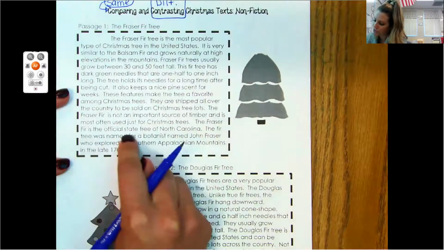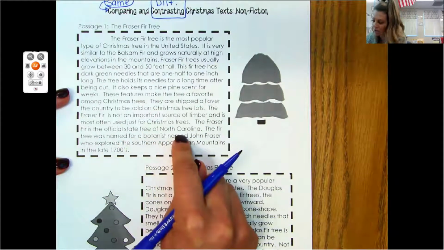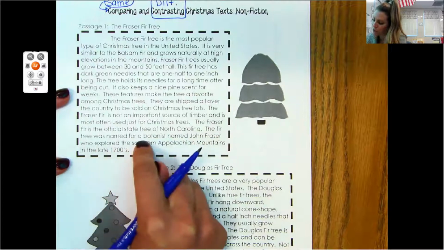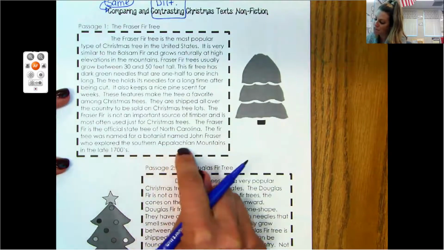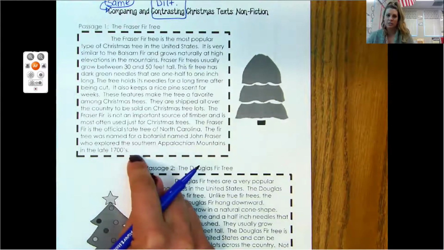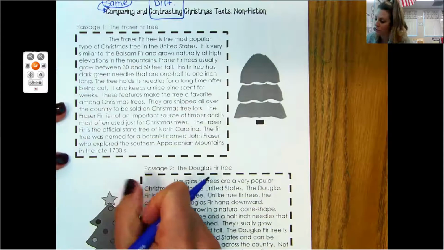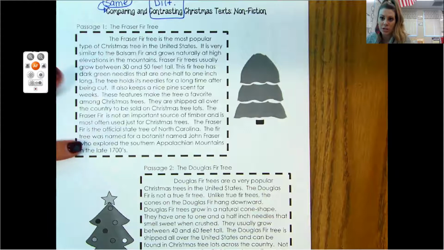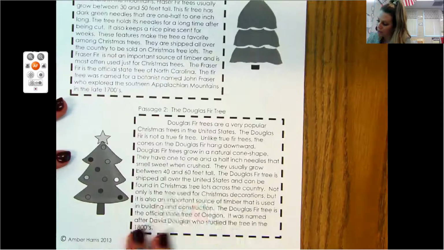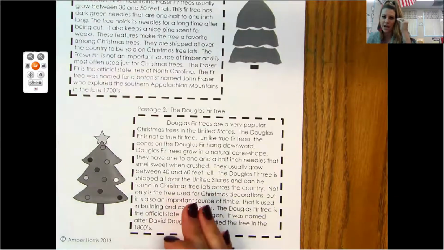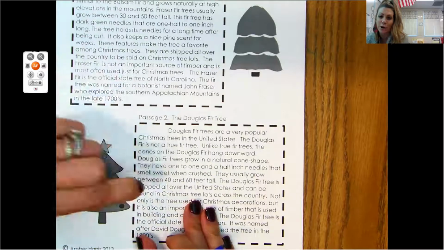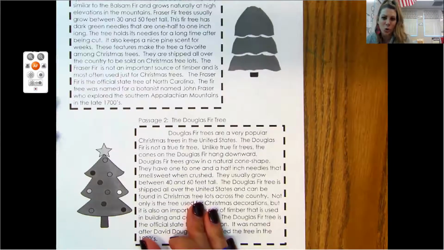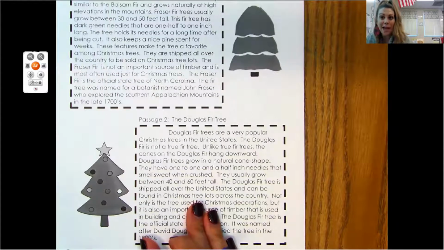The Fraser fir is the first official state tree of North Carolina. The fir tree was named for a botanist named John Fraser, who explored the southern Appalachian Mountains in the late 1700s. All right. So we've learned about the Fraser fir, and we've learned some interesting facts. Now, as we're reading about the Douglas fir, we should have some information stored in our brain already about the Fraser fir. So if anything sounds similar, we want to underline it. Anything we don't underline would be a difference, and we'll make sure we add that to our Venn diagram.